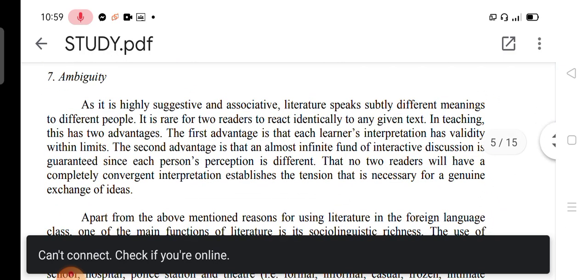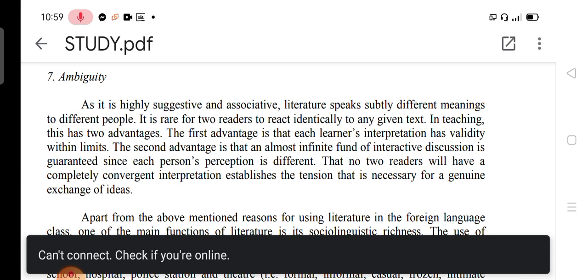And seventh, we have ambiguity. It is highly suggestive and associative. Literature speaks subtly different meanings to different people. It is rare for two readers to react identically to any given text. In teaching, this has two advantages. The first advantage is that each learner's interpretation has validity within limits.